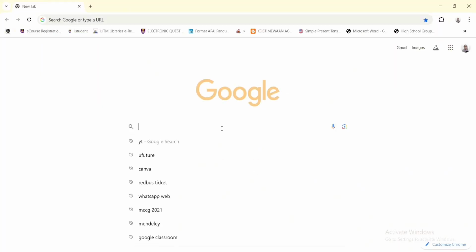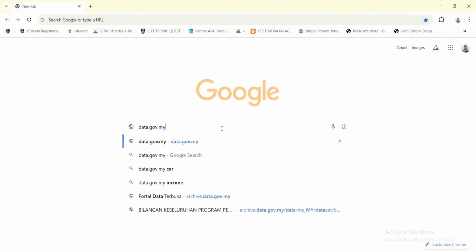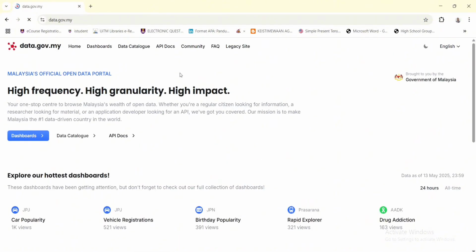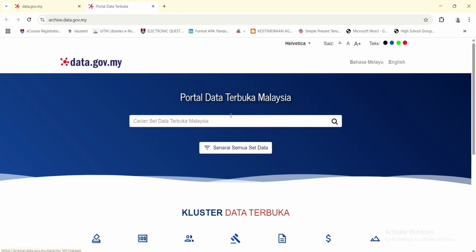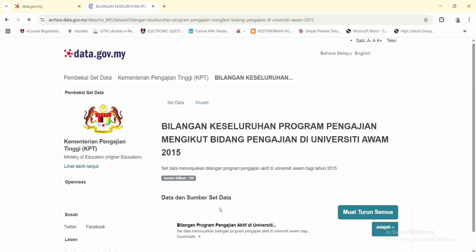Now we move to the first step, which is getting the data by searching data.gov.my. I found the dataset by searching "bilangan keseluruhan", which refers to the overall number of courses offered by public universities, or UA. You may scroll down and find "bilangan keseluruhan program pengajian mengikut bidang pengajian di Universiti Awam 2015", download it, then export it to Excel.